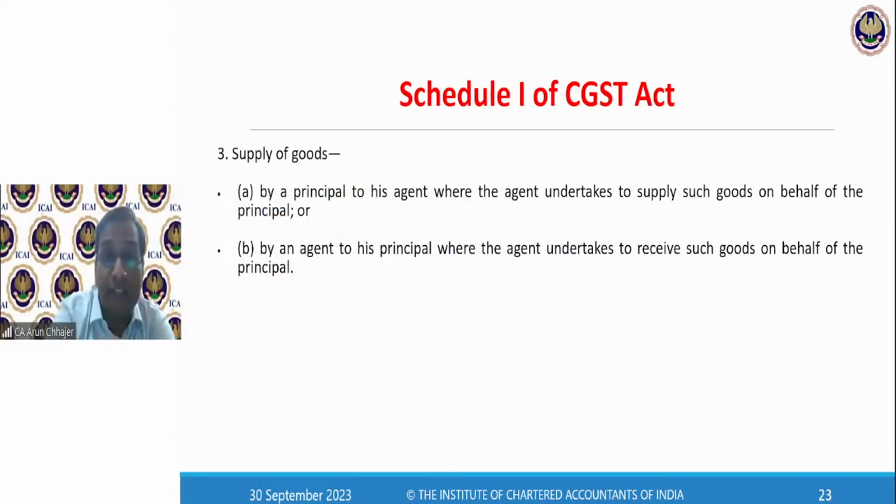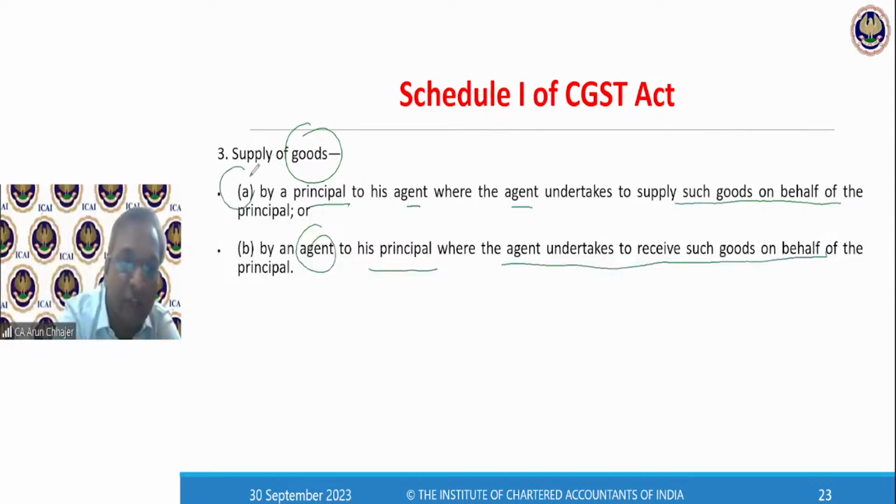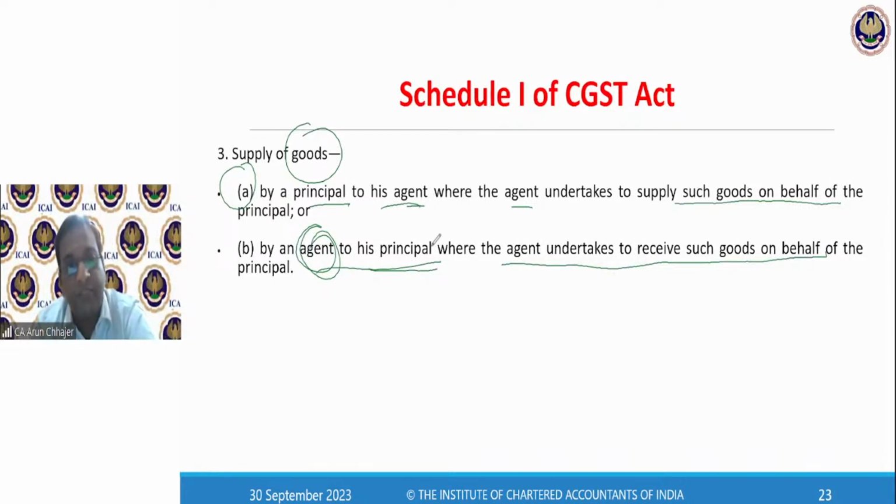What was the para number 3? Para 3 is talking, first, that it is only for goods: by the principal to the agent, where the agent undertakes to supply such goods on behalf of the principal. And second, by the agent to the principal, where the agent undertakes to receive such goods on behalf of the principal. In the first clause, they are talking about goods being supplied by the principal to the agent, where the agent undertakes to supply the goods on behalf of the principal. And second, when the goods are being supplied by the agent to the principal, where the agent undertakes to receive the goods on behalf of the principal.